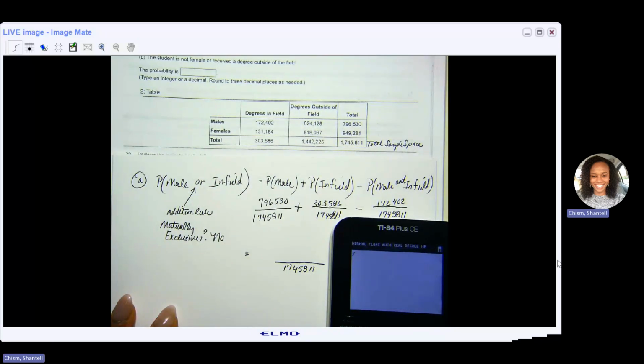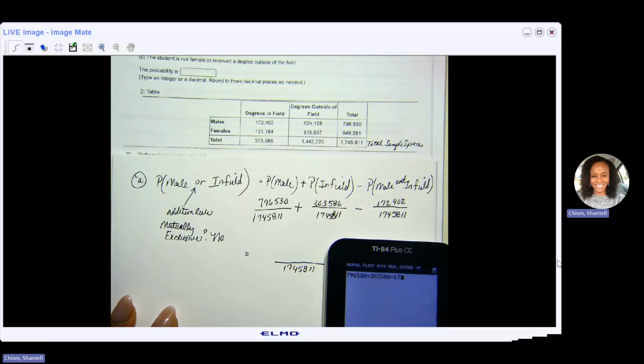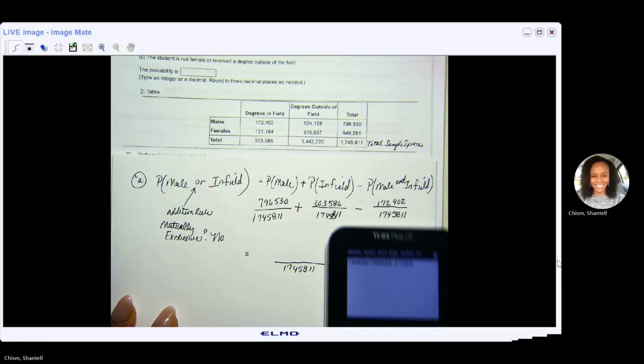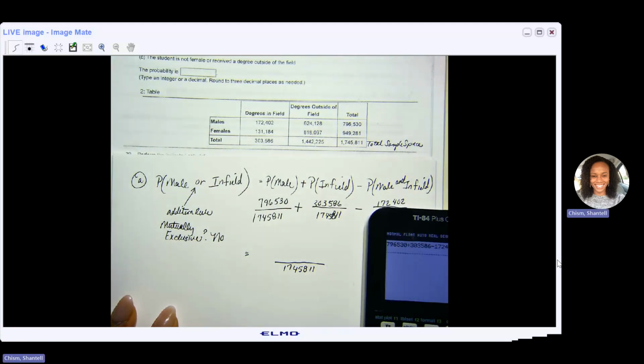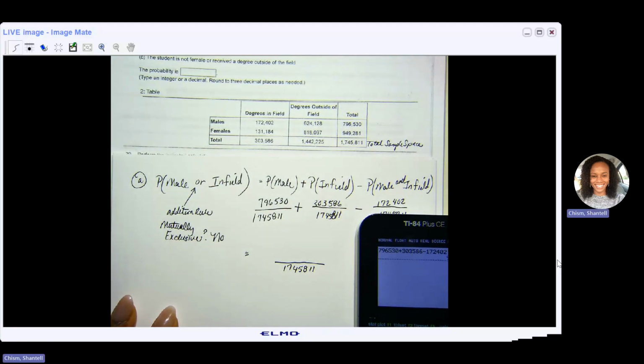So 796,530 plus 303,586 minus 172,402. And we get 927,714.